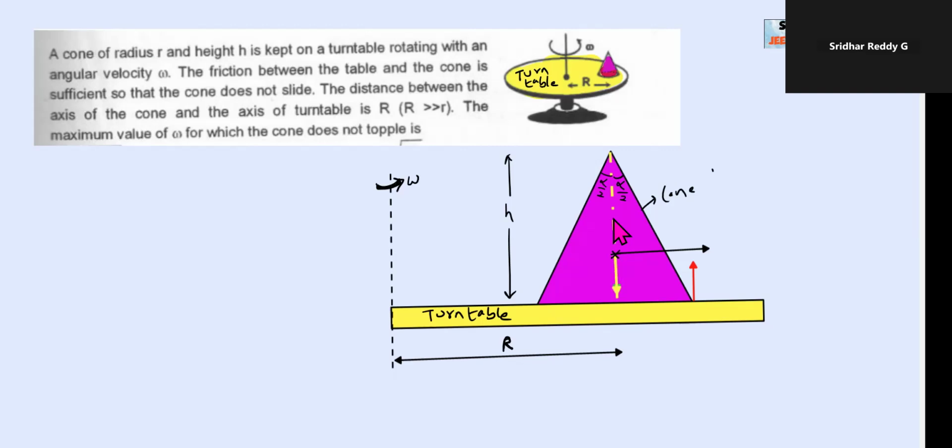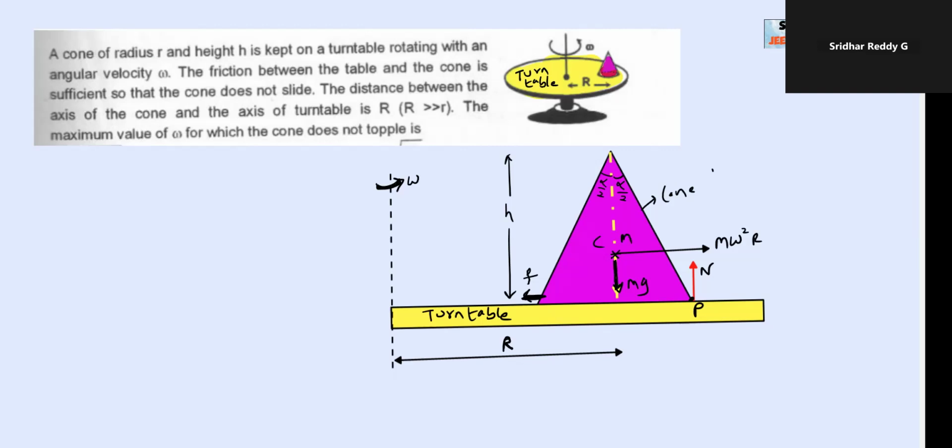This is about the mg. Okay, these are the forces. Friction is sufficient. That friction will be shown like this. The arrow will show it. And this is mg. This is the normal contact. This is P, and this is the centrifugal force. Mass of the cone is m.